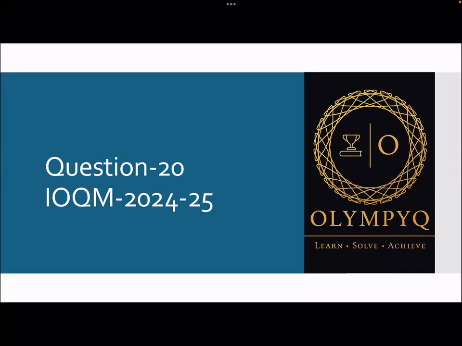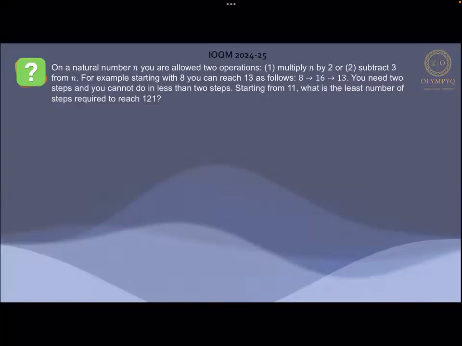Hello students, this is question number 20 of IOQM 2024-25. The question says, on a natural number n, you are allowed only two operations. The first one is multiply n by 2, and the second operation is subtract 3 from n.